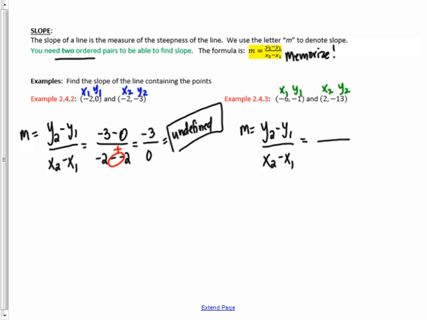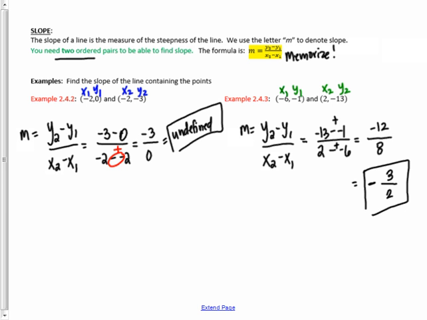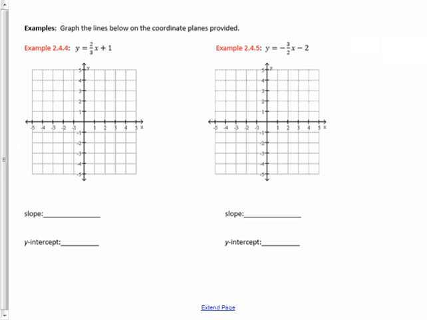All right, so let's plug it in. Y2 is negative 13 minus Y1, which is a negative 1. X2 is 2 minus X1, which is a negative 6. So I end up with negative 13 plus 1, or negative 12. And on the bottom, 2 plus 6, which would be 8. Then we can reduce that, what goes into both of them, 4, to 3 halves. So that's how you find slope. You'll do a lot more with slope in college algebra. Now, the easiest way to graph a line is to solve it for y. Graphing using the slope and the y-intercept.